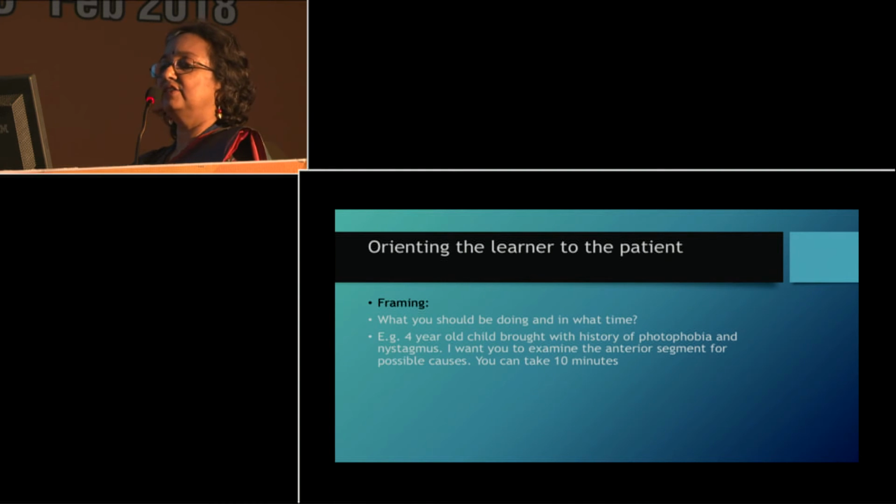Another technique that is used is called framing. So let me tell you upfront, I'm sure you are all doing all these techniques every day. I'm just giving all these fancy names. So next time somebody asks you, so what is your style of teaching? You say, I do priming and framing. So it just sounds a little cool.